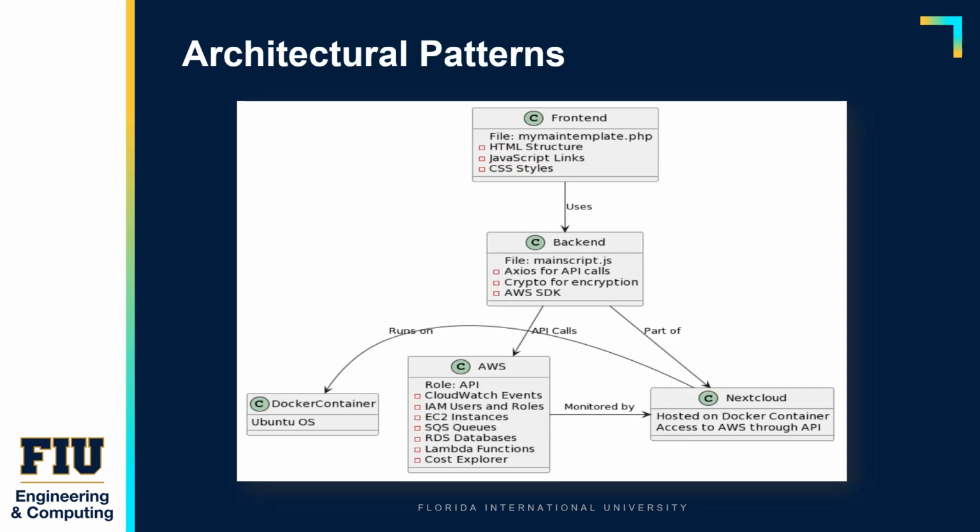Here are the architectural patterns for our project. The front end handles the HTML structure, JavaScript links, and CSS styling, and the back end handles Axios for API calls and crypto for encryption. Here are all the AWS resources and the Nextcloud, which is hosted on a Docker container.